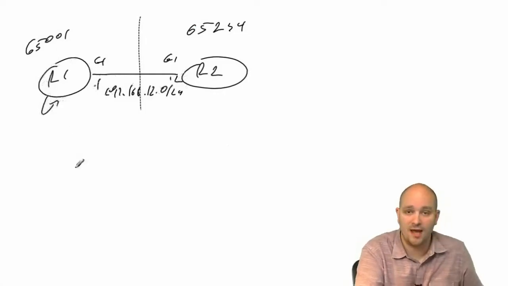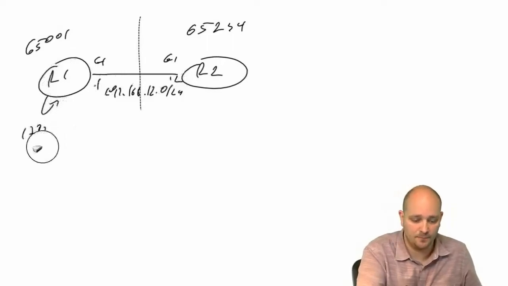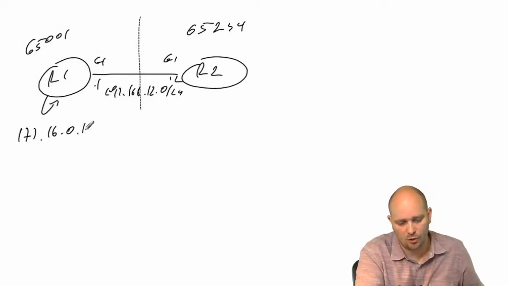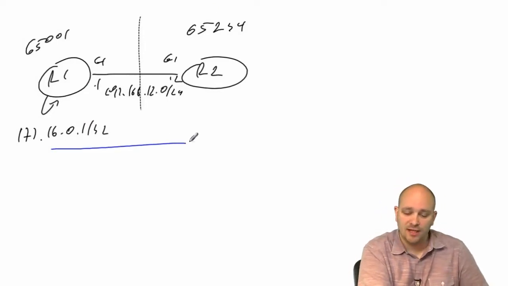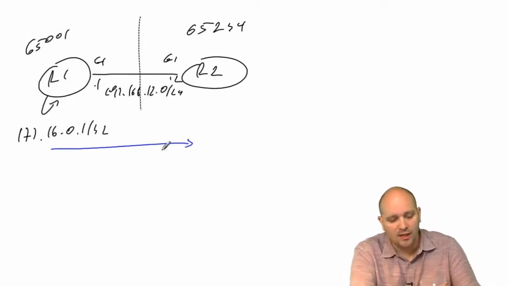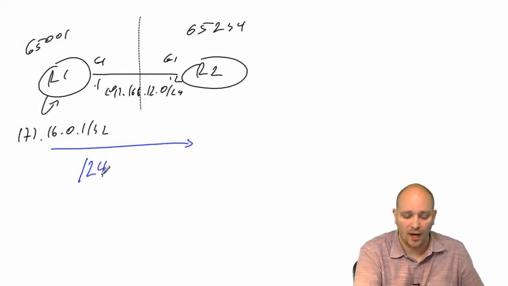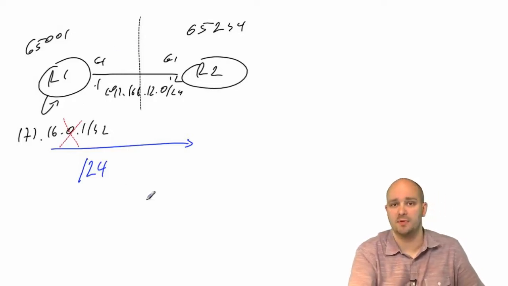On R1, we have a loopback with the address of 172.16.0.1/32. What I want to do now is, when I'm advertising this to R2, I would like to aggregate this as, let's say, /24. And I do not want to advertise this more specific.